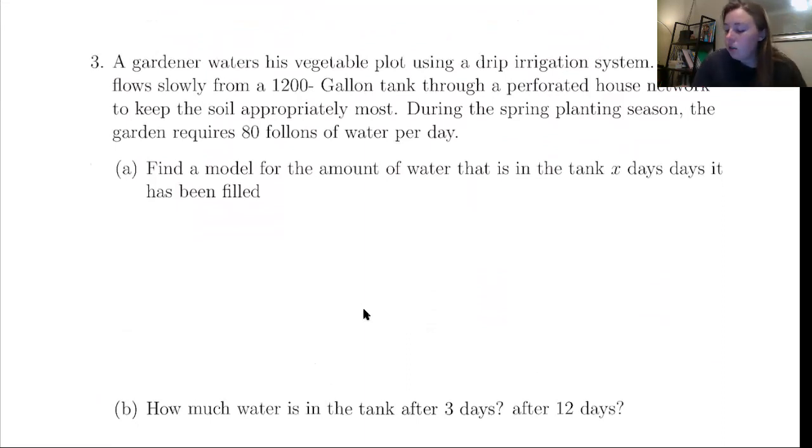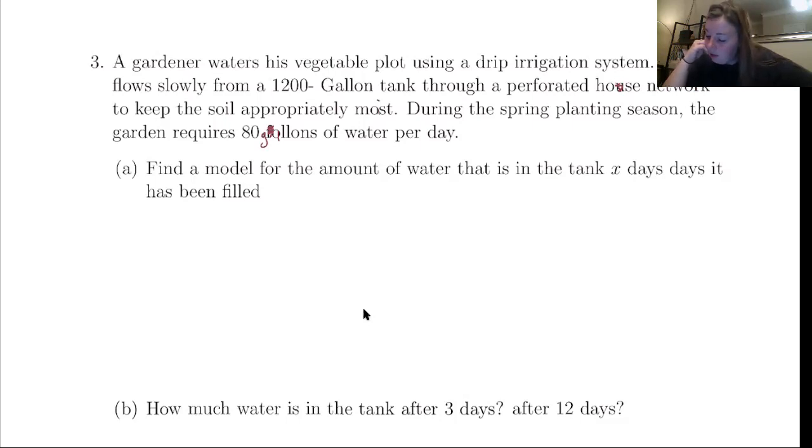So a gardener waters his vegetable plot using a drip irrigation system. Ooh, also draw pictures. I know it might be silly, but draw a picture, especially with the farm ones. Water flows slowly from a 1,200 gallon tank through a perforated hose network to keep soil appropriately moist. Okay. During the spring planting season, the gardener requires 80 gallons. Oh man. Someone had not proofread this. Of water per day. Okay.